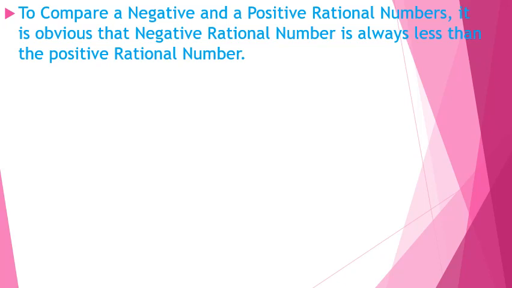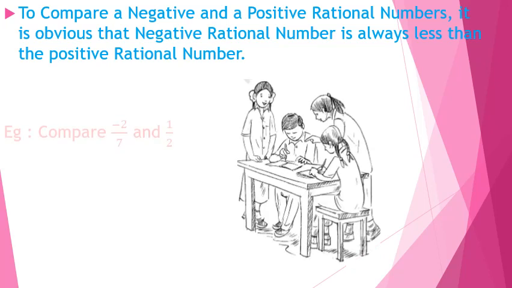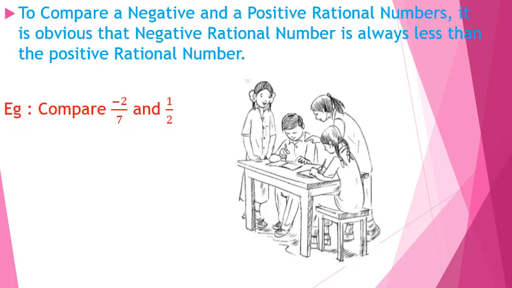Next, the last comparison. Compare a negative and a positive rational number. It is obvious that a negative rational number is always less than a positive rational number. For example, compare minus 2 by 7 and 1 upon 2. Here minus 2 by 7 is a negative rational number and 1 by 2 is a positive rational number. So minus 2 by 7 is less than 1 by 2.